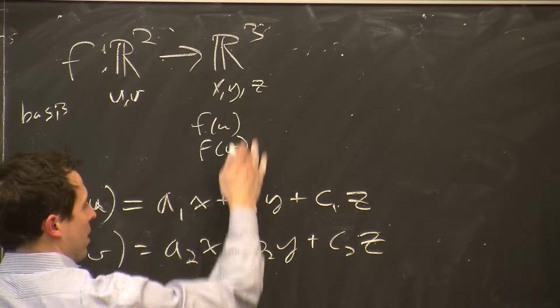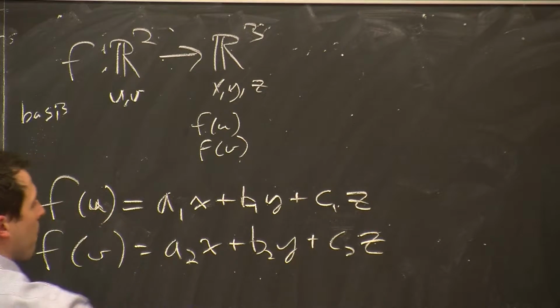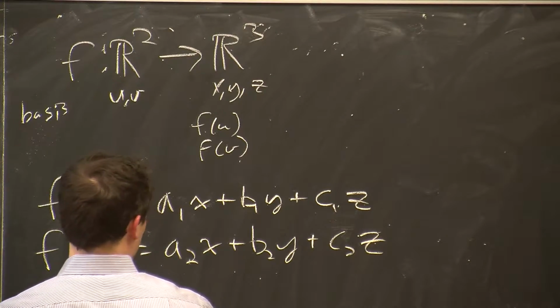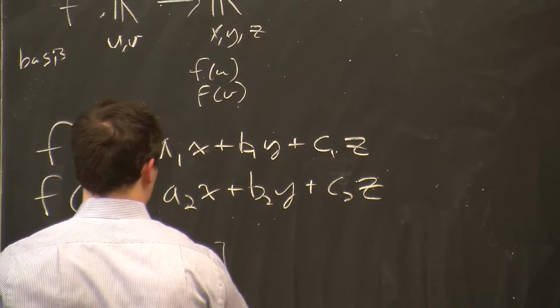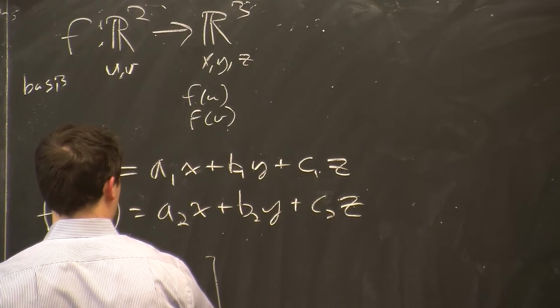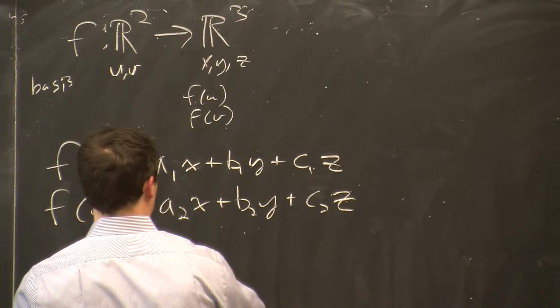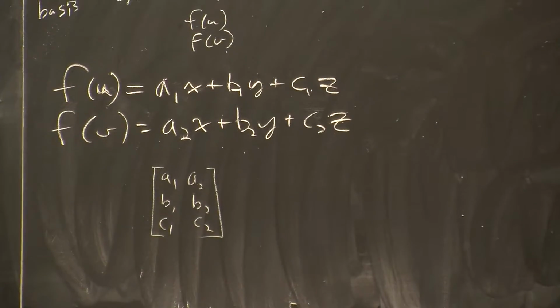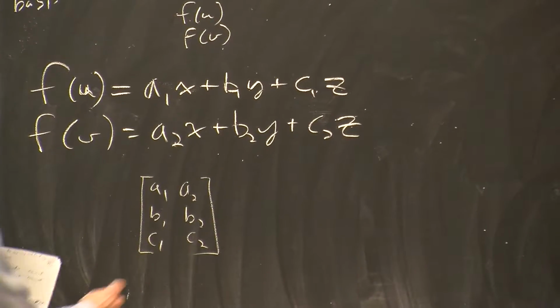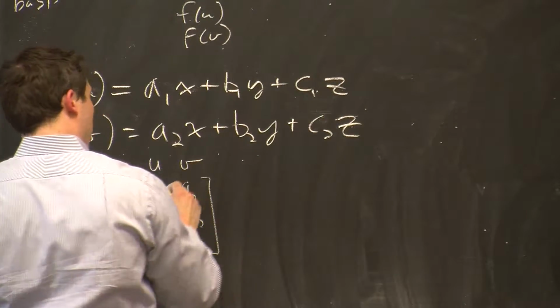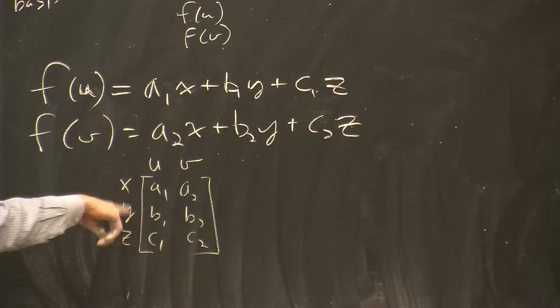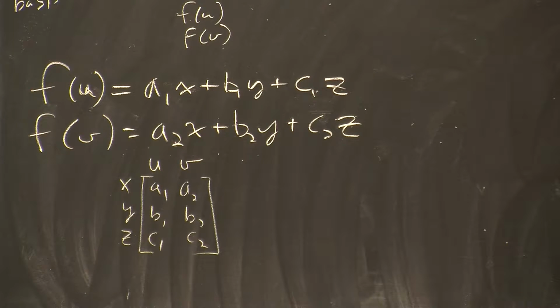Since x, y, z was a basis for R3, I could write any vector in R3 this way. And I could collect these coefficients into a matrix. It would look something like this: a1, b1, c1, a2, b2, c2. And probably later this week or next week we'll finish this off. But the idea is that I just tell you where it sends every element of the basis in terms of elements of the other basis, and that's enough to define that map.